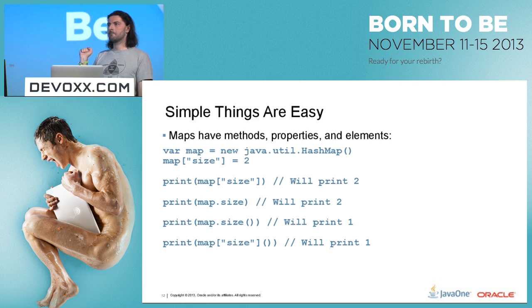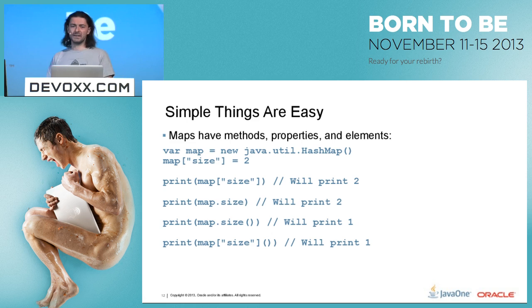So, maps, okay. Maps have methods and properties, and they also have elements. A map is a container, right? Now the problem is that in JavaScript, every object is a map. Every object is an associative dictionary. JavaScript does not have the separation of namespaces. Every object has a single namespace, and its methods, its functions, its properties, everything has to go in there.